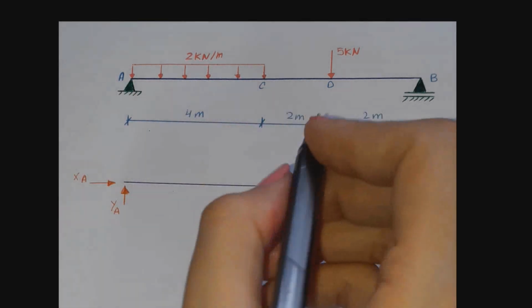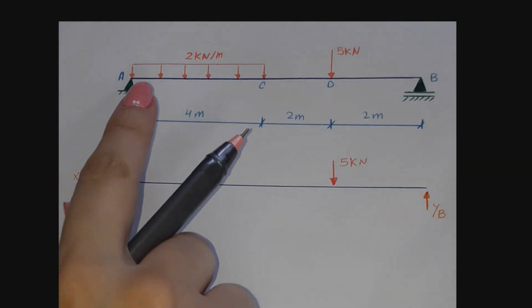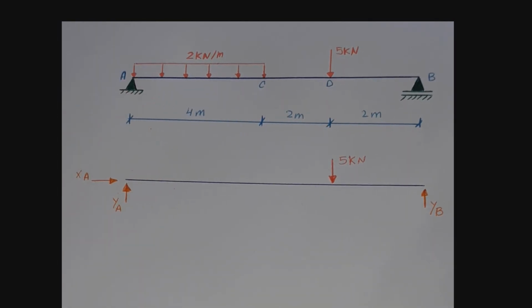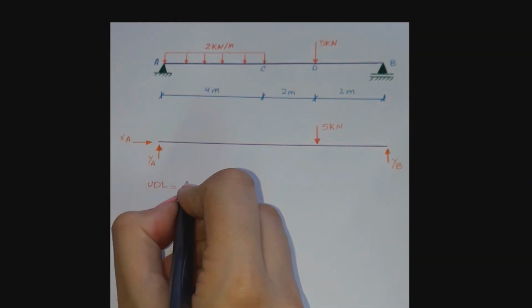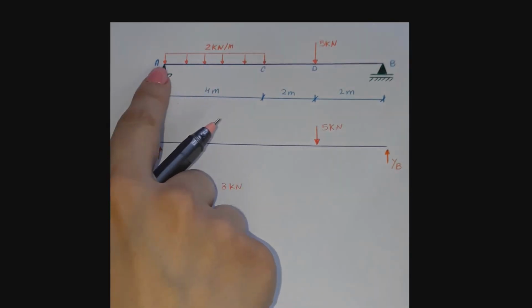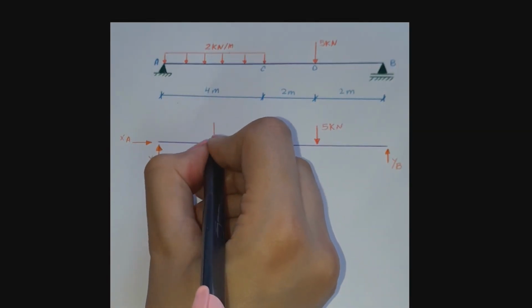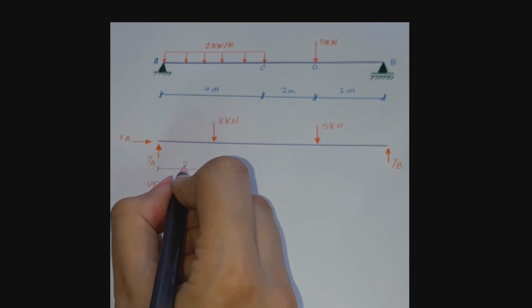The external loads we have here are the point load and this uniformly distributed load. We have to convert this uniformly distributed load into a point load. And we learned that we just have to find the area of this distributed load. So it's 2 times 4, which is 8, and it's always located halfway between the ends of the rectangle. So it's right here, 2 meters away from point A.